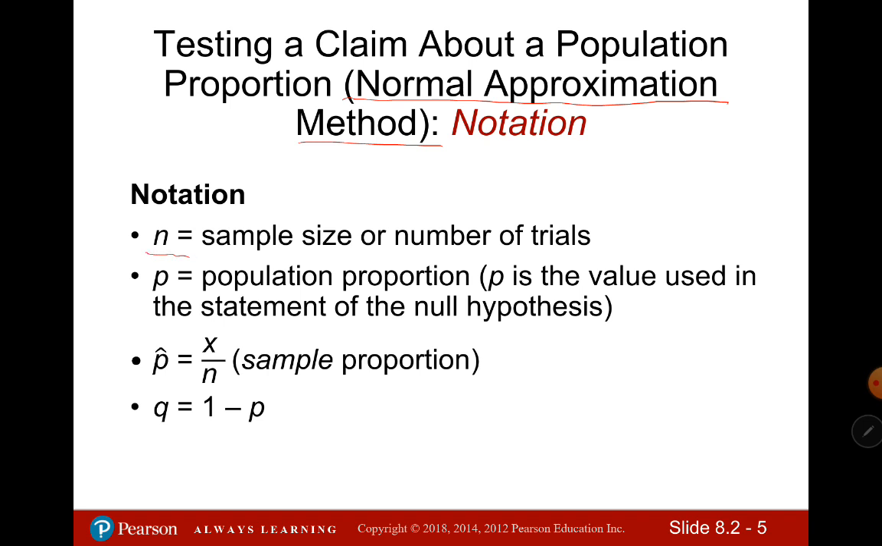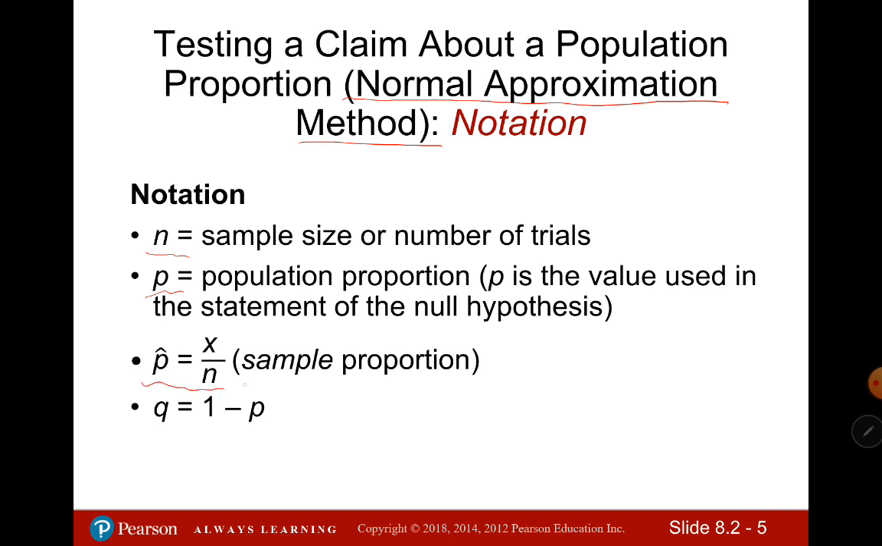n is always the number of trials or the sample size. So the lowercase p is the population proportion. Again, without hat, it's from the population. It's about the population. And that will be the value in your hypothesis. In your null hypothesis, you will have p equals something. In your alternative, you will have p is greater than some number, is less than some number, or is not equal to some number. So p is the value we're going to use in our hypothesis.